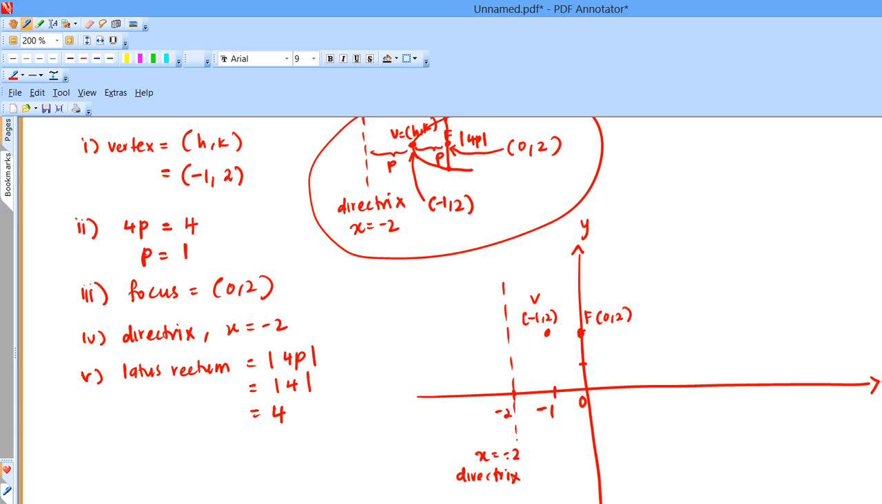And then the latus rectum equal to 4. So you need to know that the straight line passing through the focus is 4 units. So this is the graph. If we see, this straight line is the latus rectum, so the endpoints lie at 0 and the other one at 4.